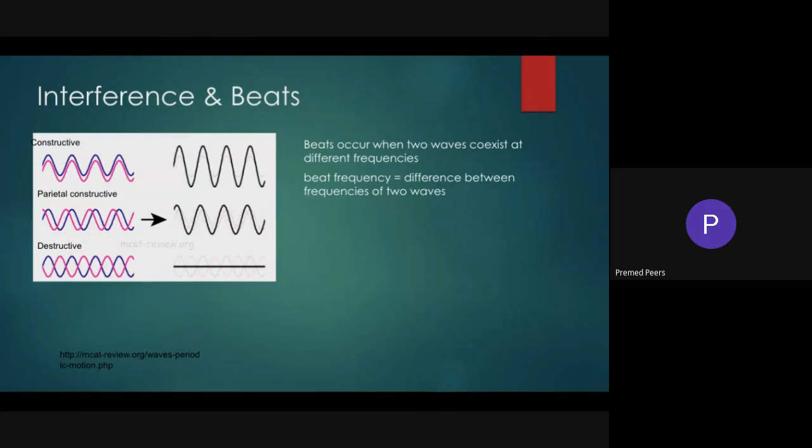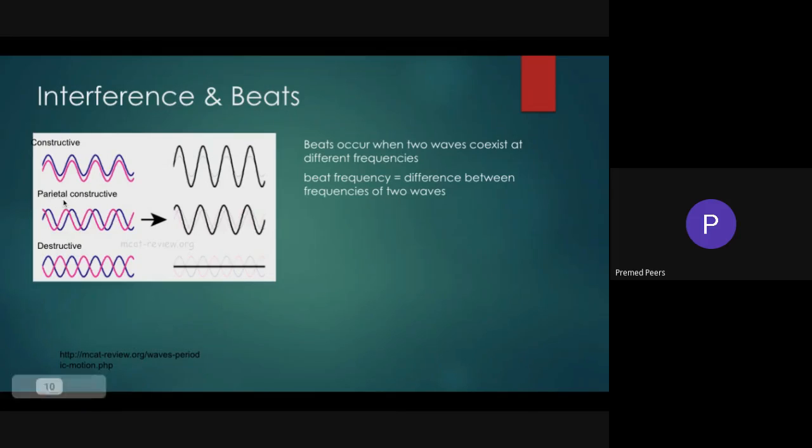Okay. And now we talked about waves, and then interference talks about how waves interact when you have more than one. So constructive interference is when you have two waves that have their points of maximum displacement at the exact same place, like this, and then points of minimum displacement at the same points as well. So they just add up to create a higher amplitude.